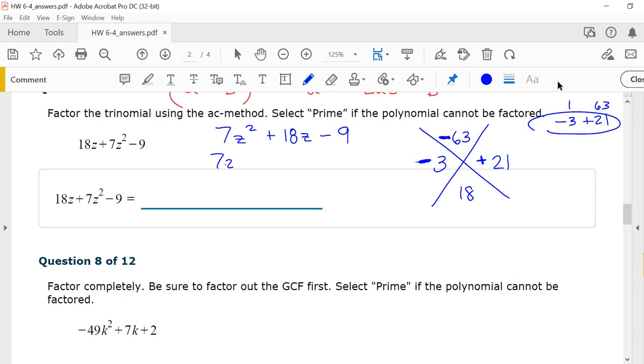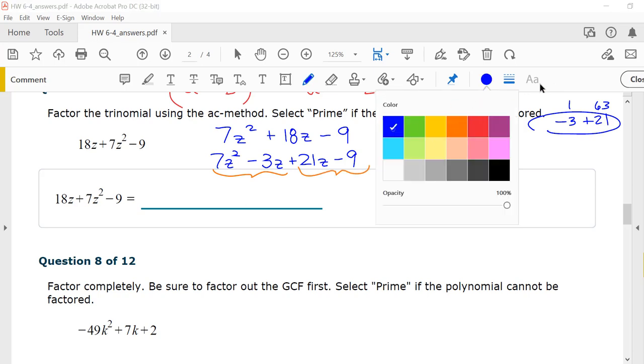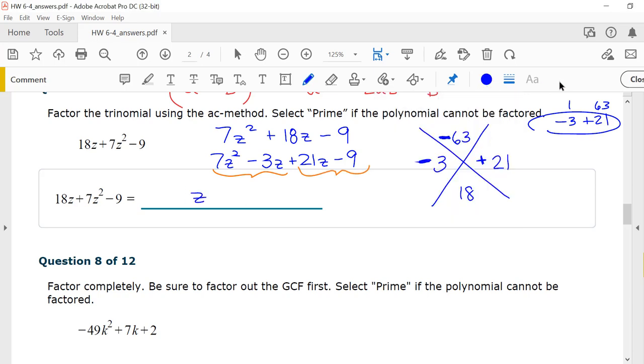I'm going to rewrite 7z squared minus 3z plus 21z minus 9. And then group. The first two, if I factor out a z, I'm left with 7z minus 3. The second two, if I factor out a positive 3, I'm left with 7z minus 3. So my factors are 7z minus 3 times z plus 3.